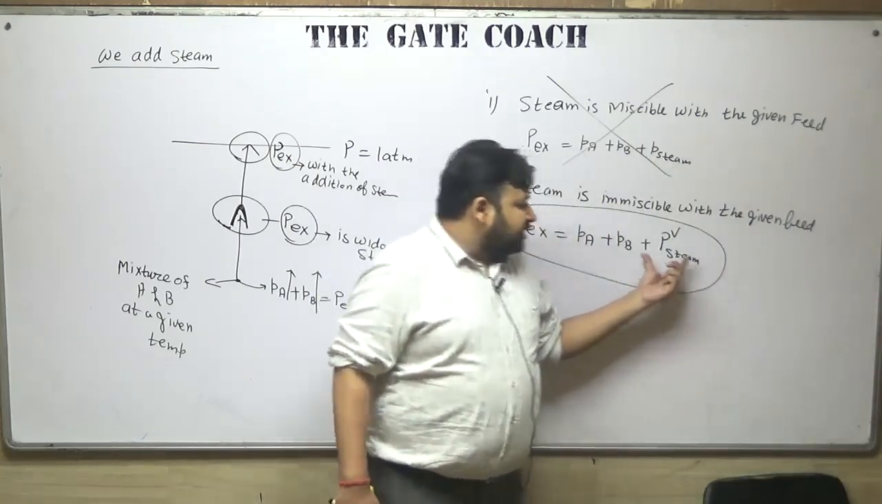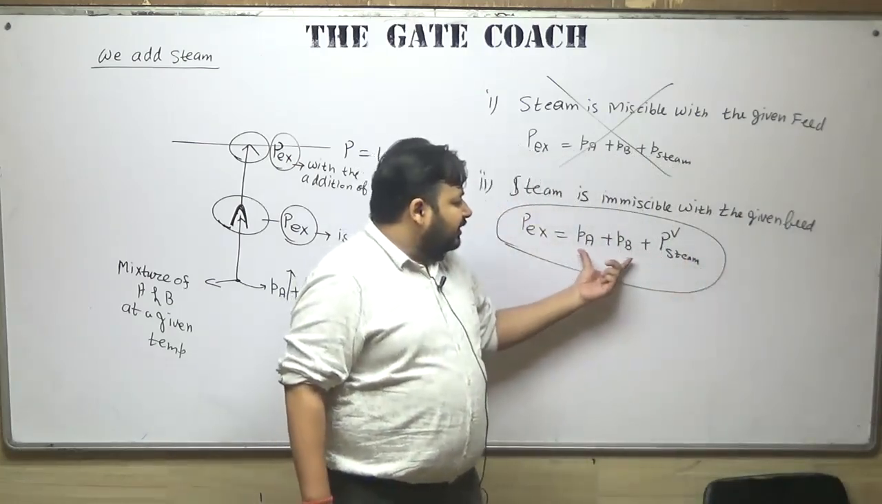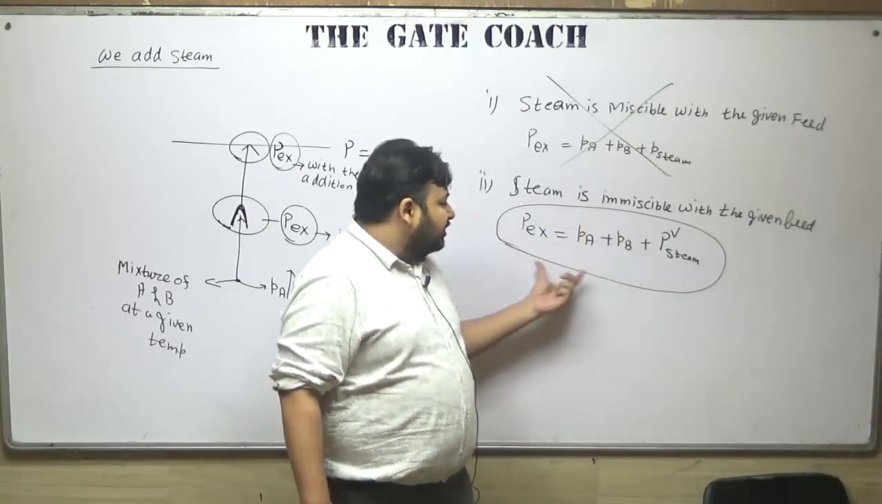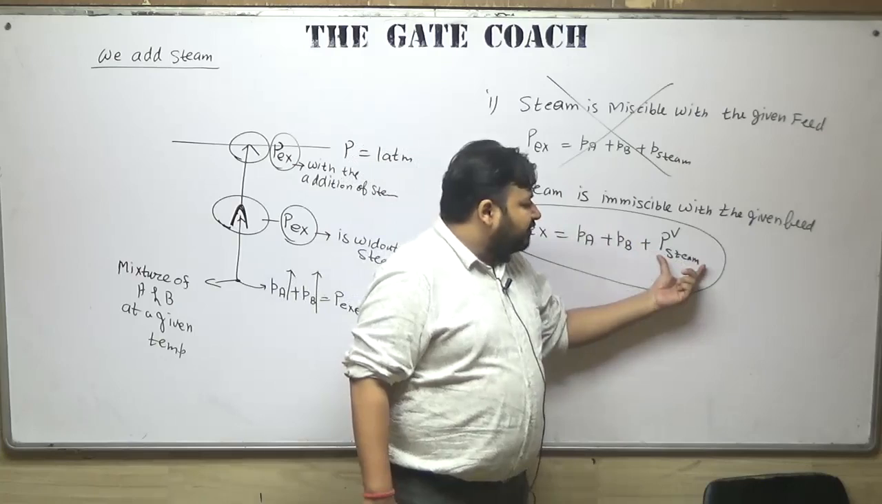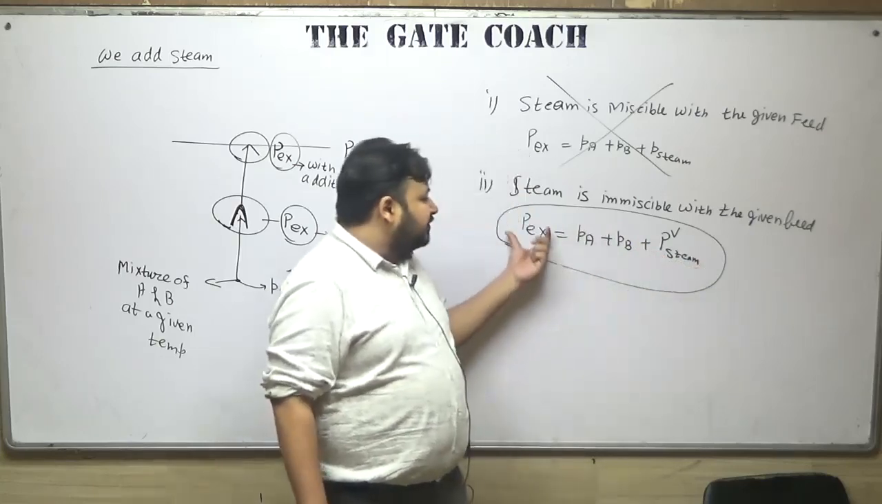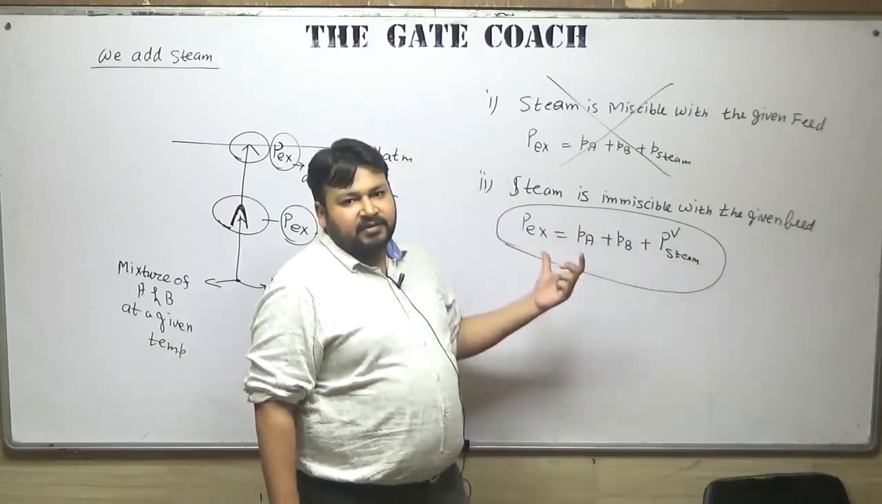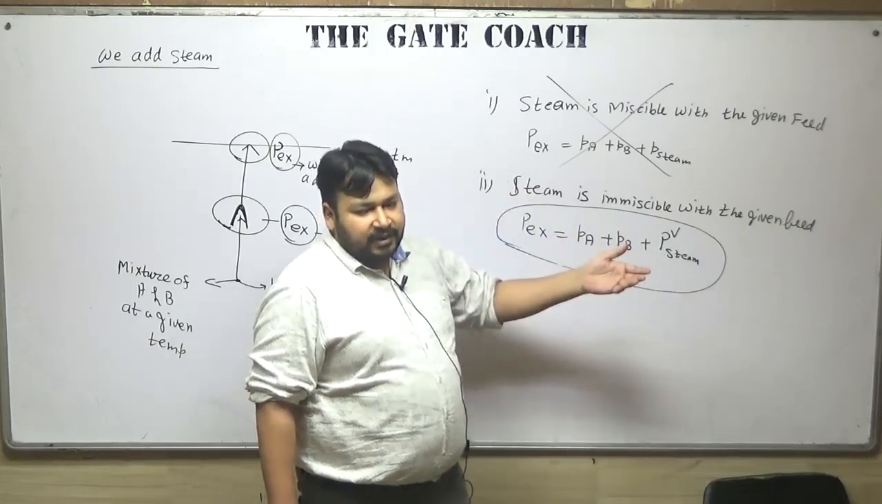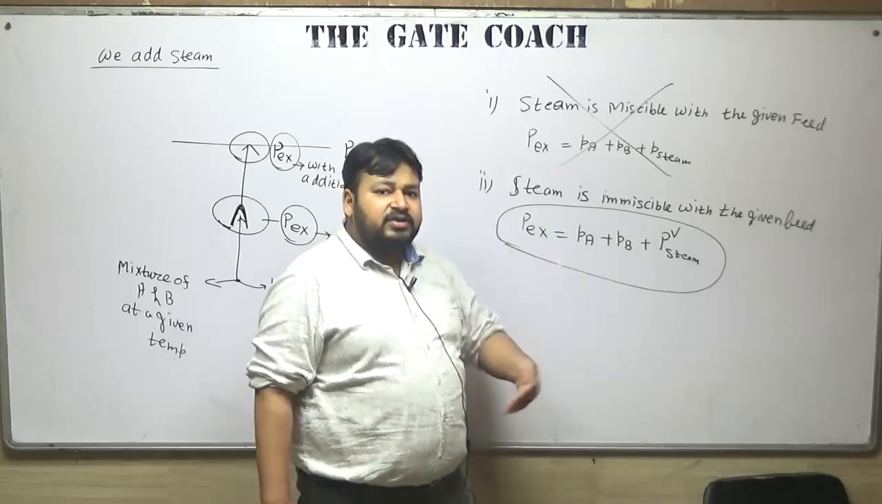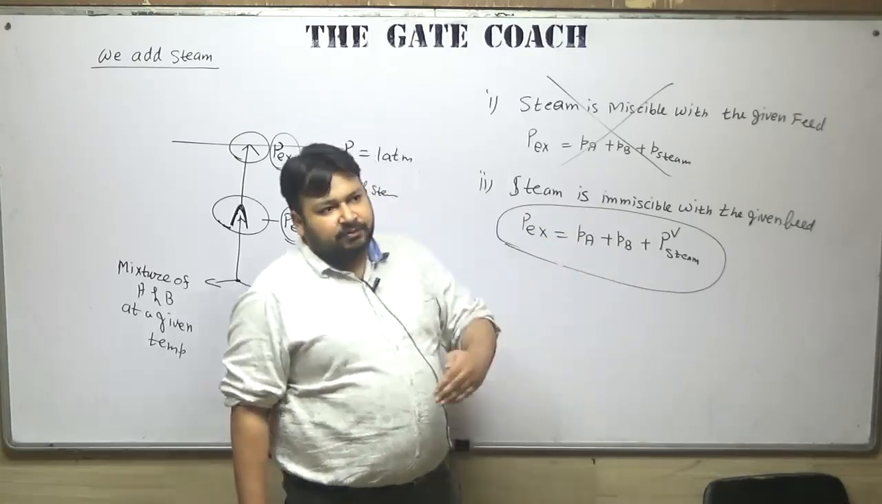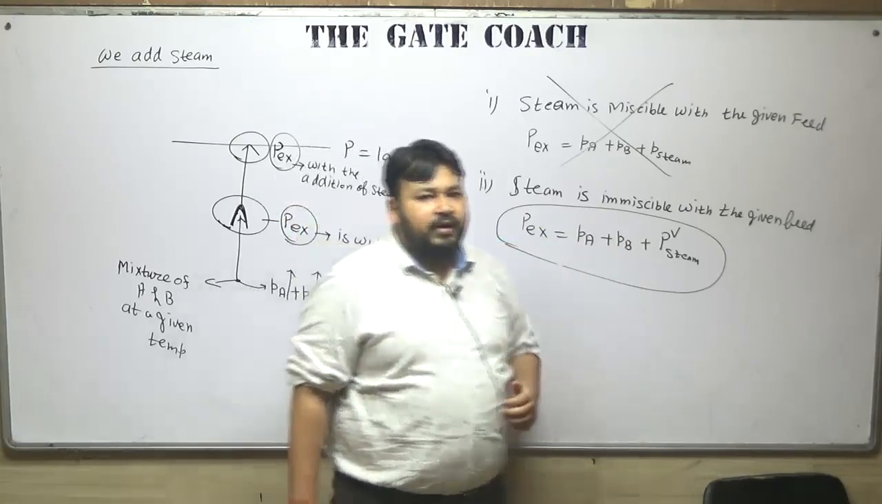The addition of steam provides the heat which in turn increases the PA and PB, which in turn increases the P exerted. Also the addition of steam provides the vapor pressure which in turn increases the P exerted. So P exerted is more in comparison to before when there is only A and B present. So because of the addition of steam, vaporization takes place much before the boiling points of A and B.